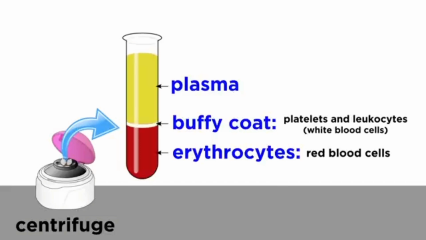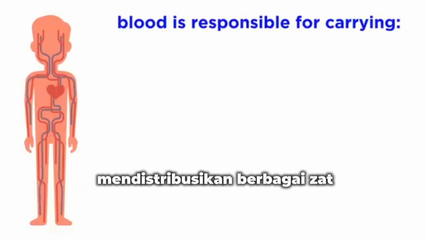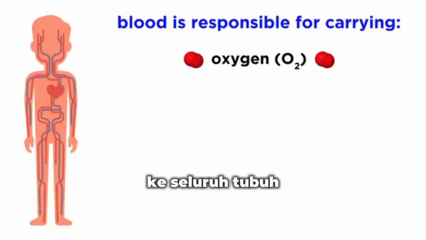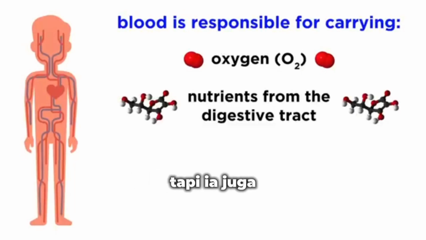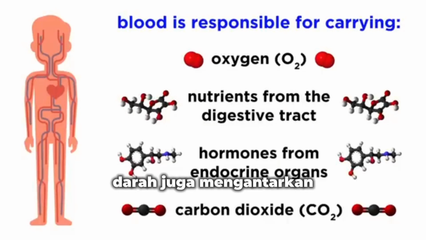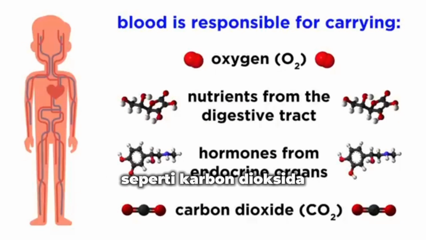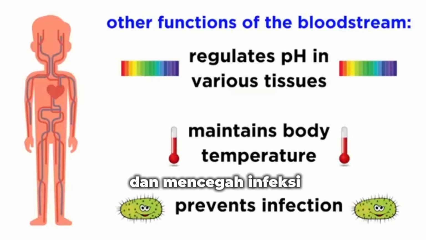white blood cells. As a whole, blood is responsible for distributing various substances around the body, most notably oxygen, which we can't survive very long without. But it also carries nutrients absorbed from the digestive tract and hormones secreted by endocrine organs. Blood also delivers waste products to the organs that will dispose of them, like the carbon dioxide that we exhale. Beyond this, blood serves to regulate pH in various tissues, maintain body temperature, and prevent infection.